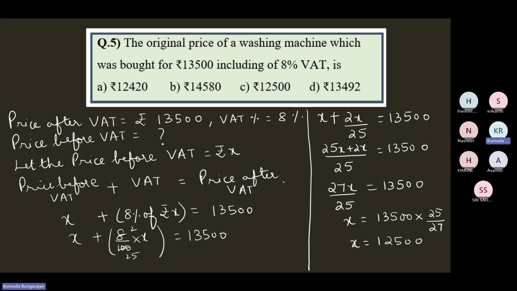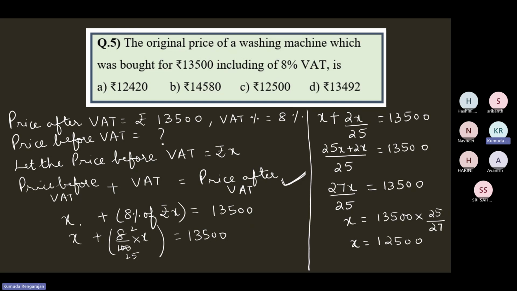So see, this is the equation. Standard equation is price before VAT plus VAT is the price after VAT. Sensible, right? The price before VAT was added, plus the VAT, will be the price after VAT. So this equation does not need any more explanation. Price before VAT plus VAT is equal to price after VAT.